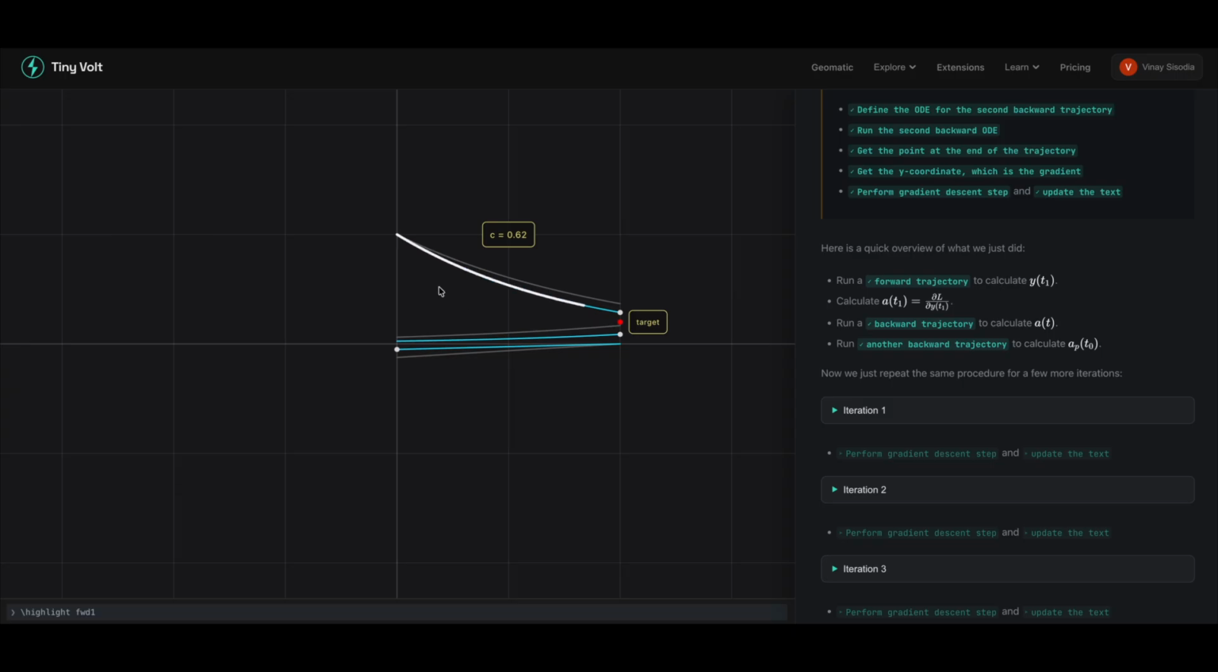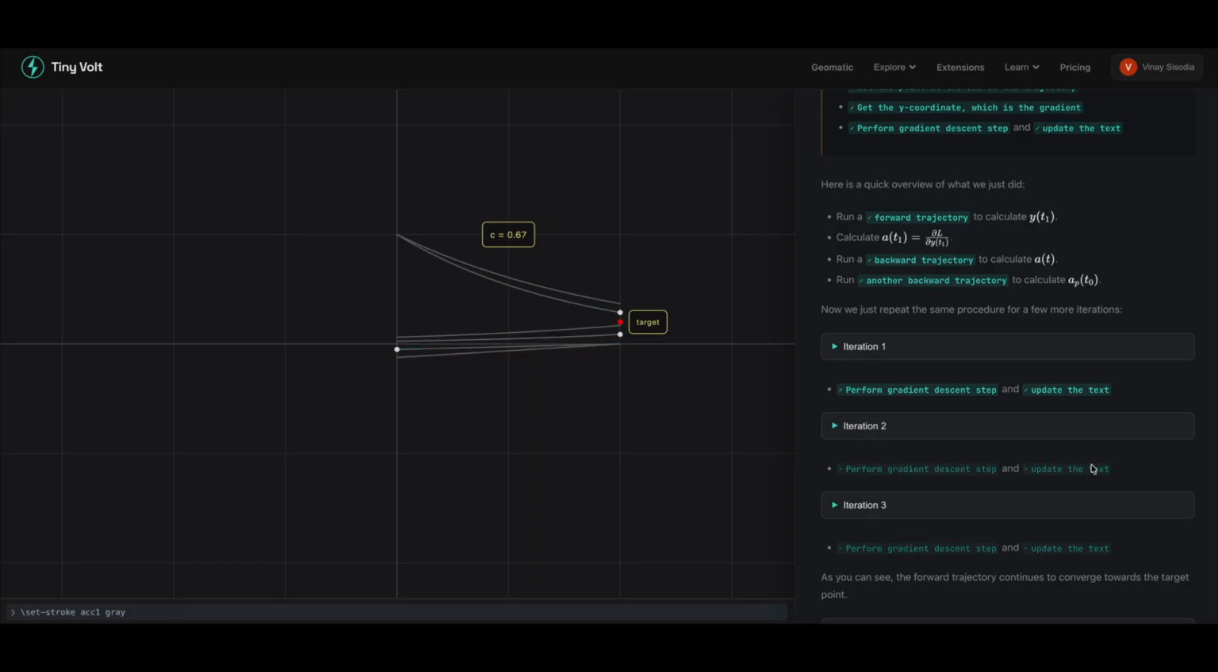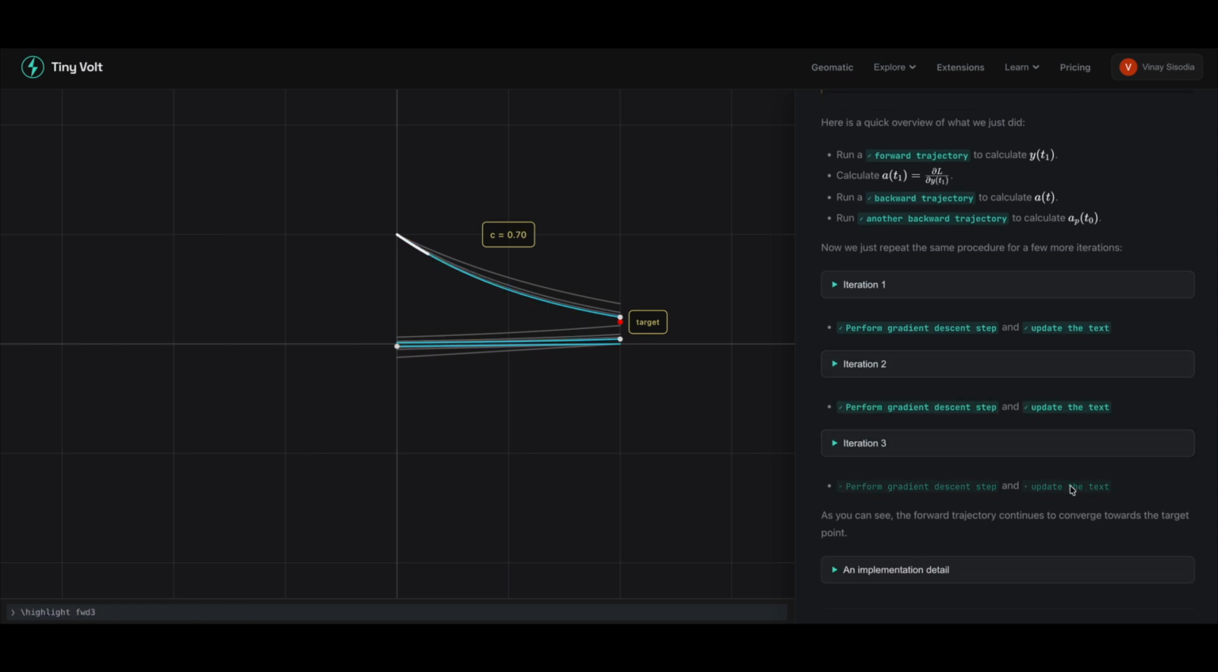So we run this again. This is our forward trajectory, first backward trajectory and second backward trajectory. And as you can see here, in the second iteration, the endpoint is much closer to the target point compared to the first trajectory. And now we update the value. Our c has increased to 0.67, and we do the same thing all over again. And once more. So in just 4 iterations, we have gotten pretty close to the target point by modifying our parameter c.